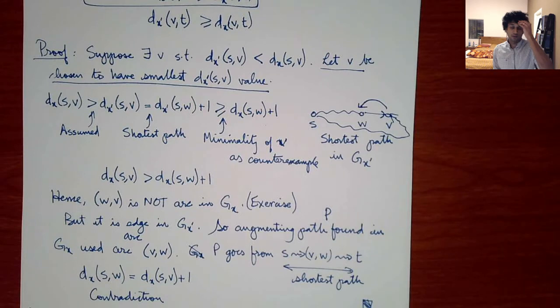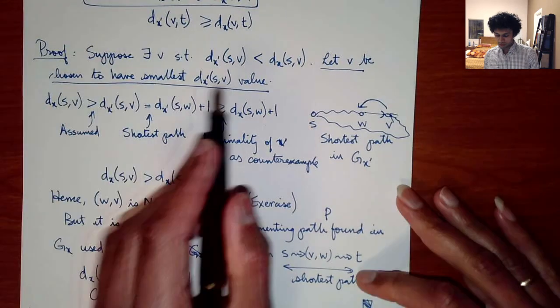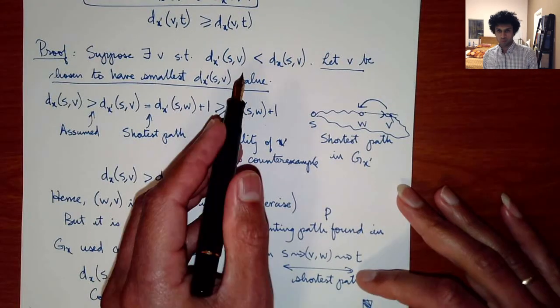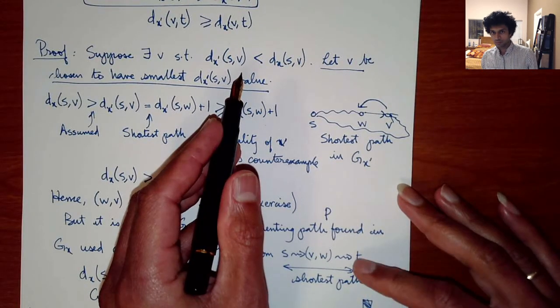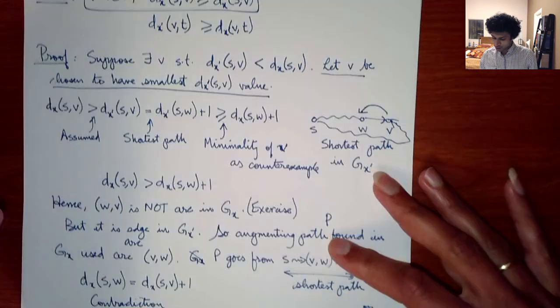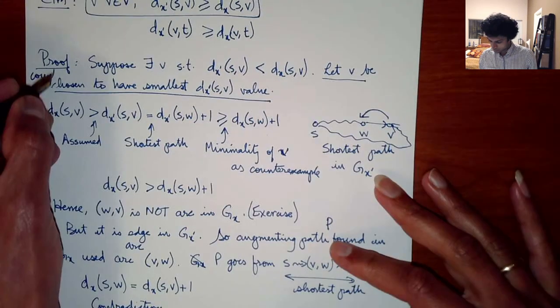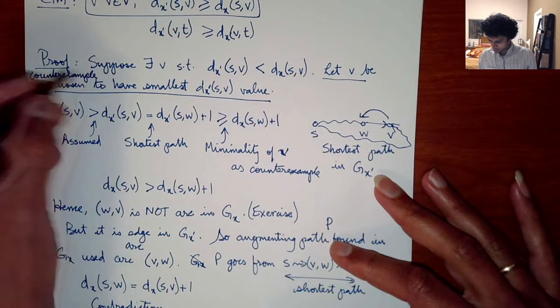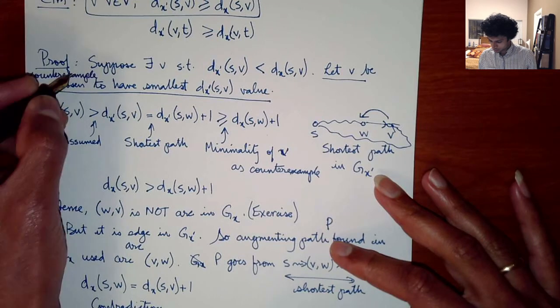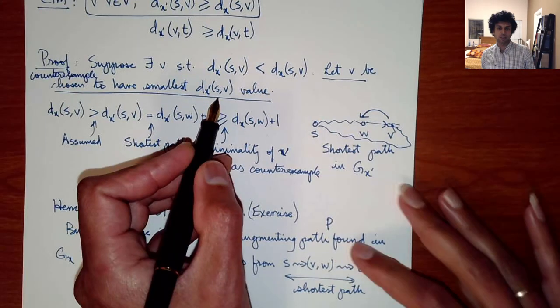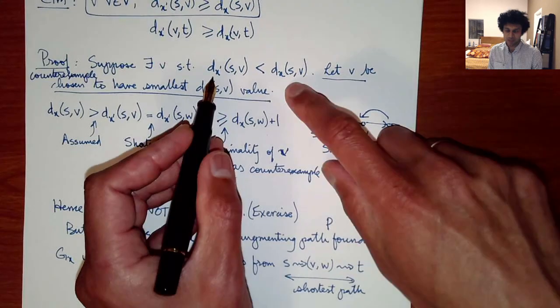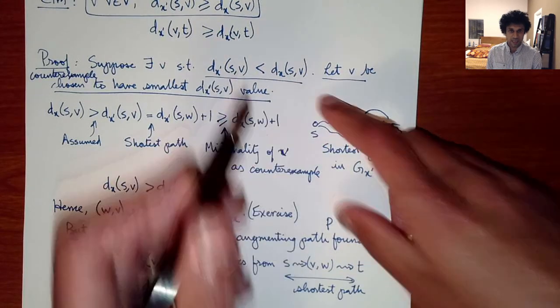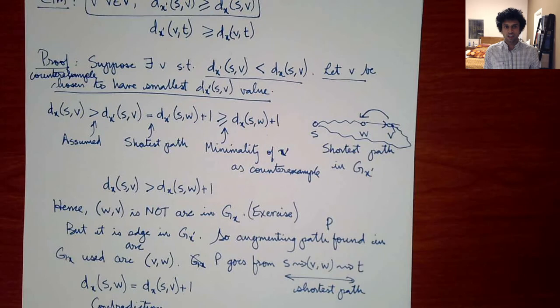Okay, so this was badly phrased on my part. My apologies. So suppose there exists a vertex which is a counterexample. Let V be a counterexample chosen to have the smallest dx prime SV value. So there are many possible vertices that have this property, meaning that they're violating your claim. And I am choosing the one that is closest to S that violates the claim. Does that make sense?